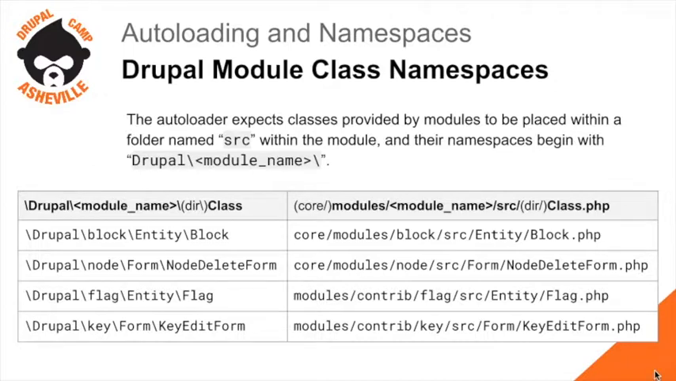Two slides later, here I actually tell you what the pattern looks like. Just a better slide all around, and we can follow it a little better. So core modules are found here. So Drupal, little b, which is the module name, and then directory, class. Drupal, module name, directory, class. So if it's core, it looks here in the core modules block source folder.